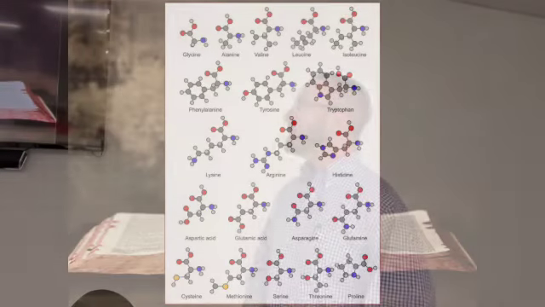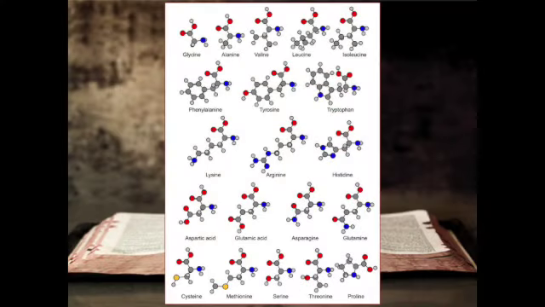Those are the amino acids that we use for life. There's 20 of them. Did you realize there's actually 400 different amino acids, but we only use 20 of them in life?